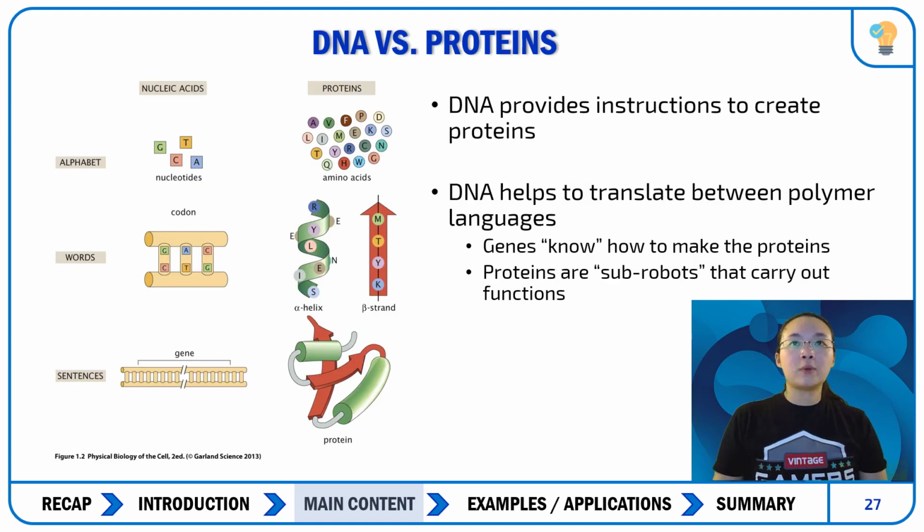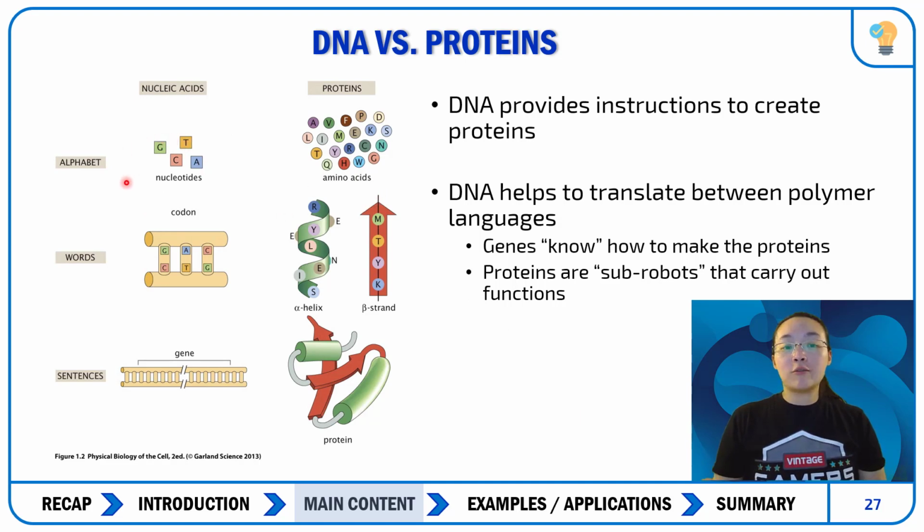So first, a quick comparison between DNA and proteins. DNA provides instructions to create proteins. So DNA is going to help to translate between polymer languages. So here's a comparison between nucleic acids and proteins.